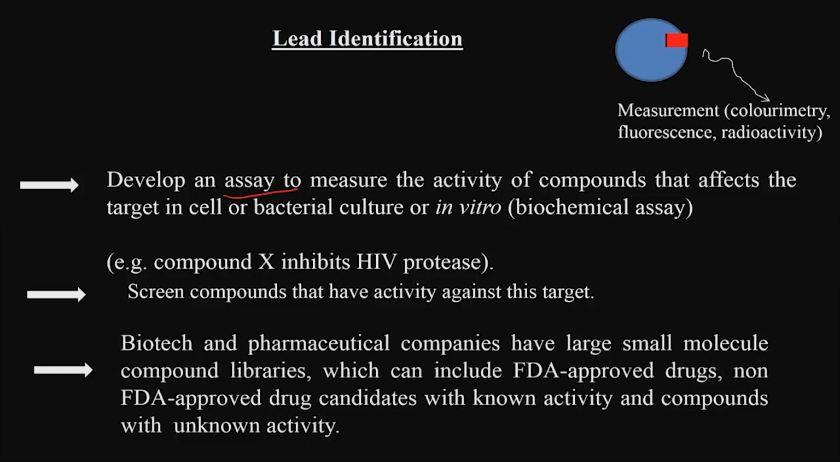These are called screen compounds that have activity against this particular target. If you take biotech and pharmaceutical companies, they will have large small molecule libraries. They will have FDA approved drugs, non-FDA approved drug candidates. So many candidates may be there in their library. So, they quickly start screening all of them in their lab. That is an in vitro type of approach, and see which ones look very promising, that is the lead identification. Which one gives the best hit.